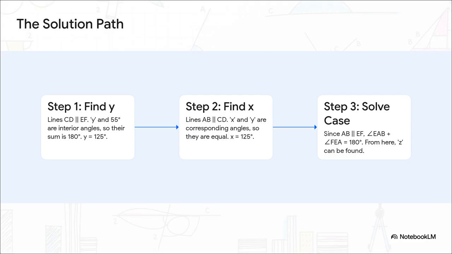Next up, x. Lines AB and CD are parallel, and x and y are in the exact same spot at each intersection. They're corresponding angles, which means they're equal. So if y is 125, then x is also 125. Two down. Last one, z.